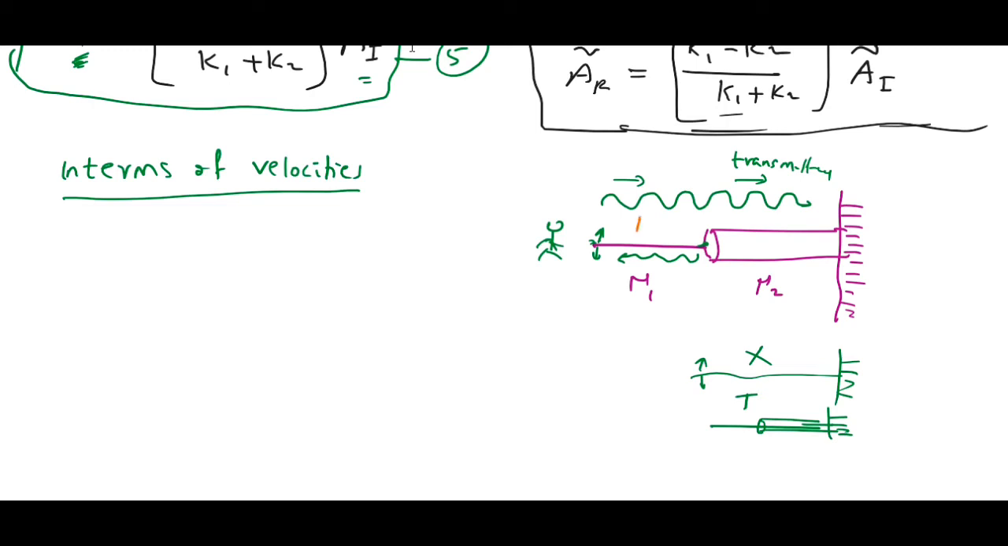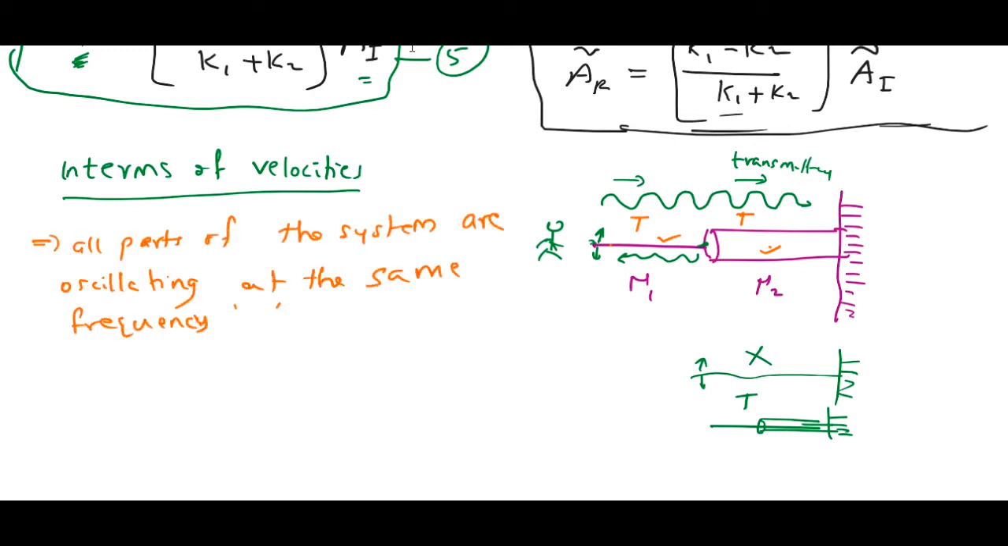Therefore, let us write tension on string 1 is T, tension on string 2 is also T. For all parts of the system are oscillating at the same frequency f. Then what is the relation connecting the frequency f and its wave speed v? This f is equal to v by lambda. This is the velocity of wave in the string 1.